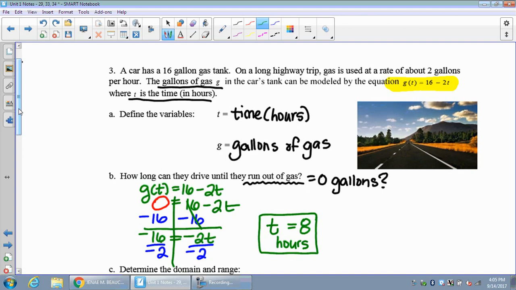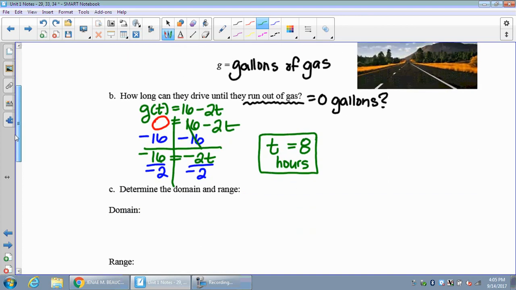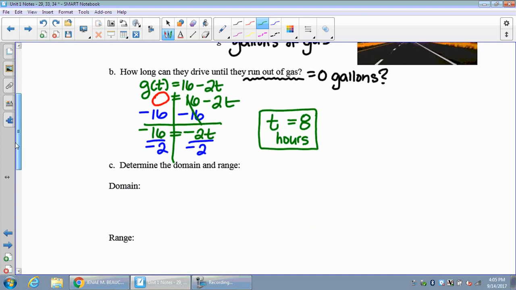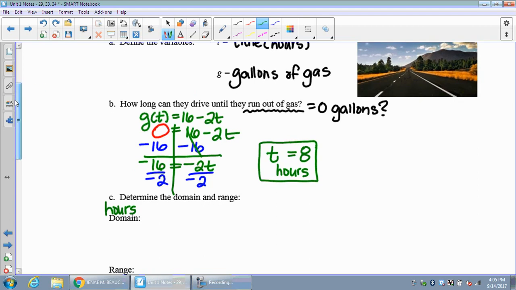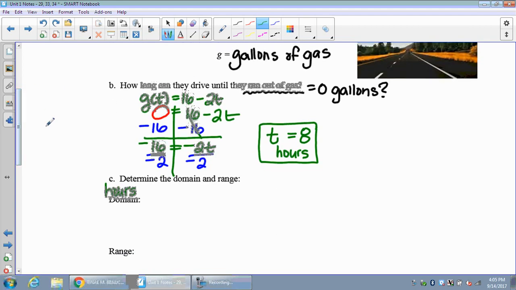Now let's see what we can say about domain and range. Before we do anything else, remember we have this strategy of writing a word above it. So above domain, we're going to write hours because that's what my inputs are all about. T is time and hours. And then what are we going to write above range? Well, my outputs are all about gallons, which makes sense. Once you know how many hours you've been driving, you can figure out how many gallons of gas you have left.